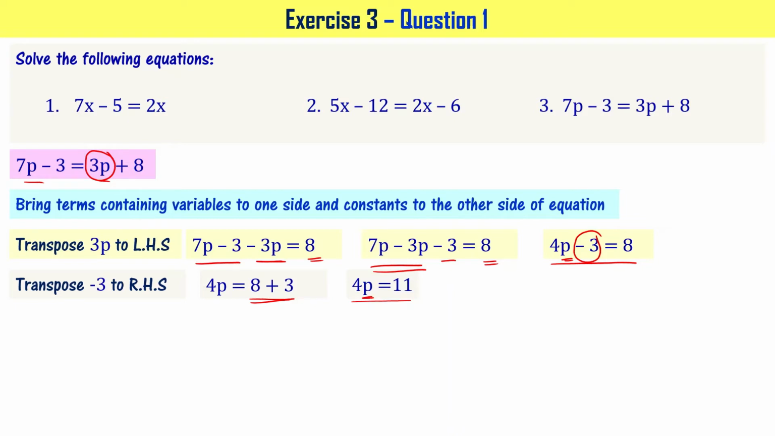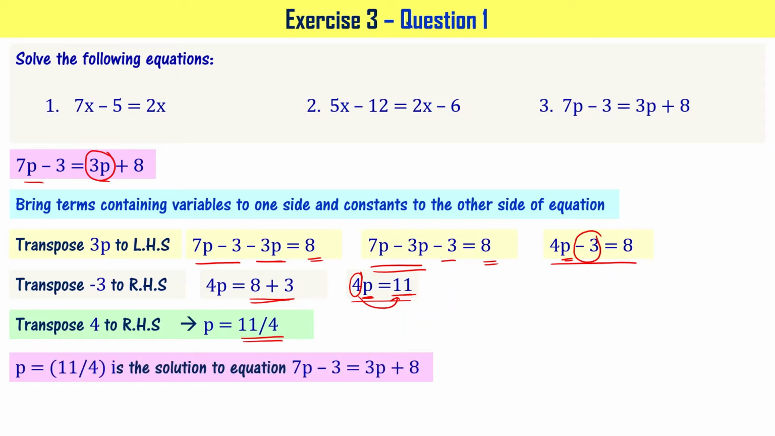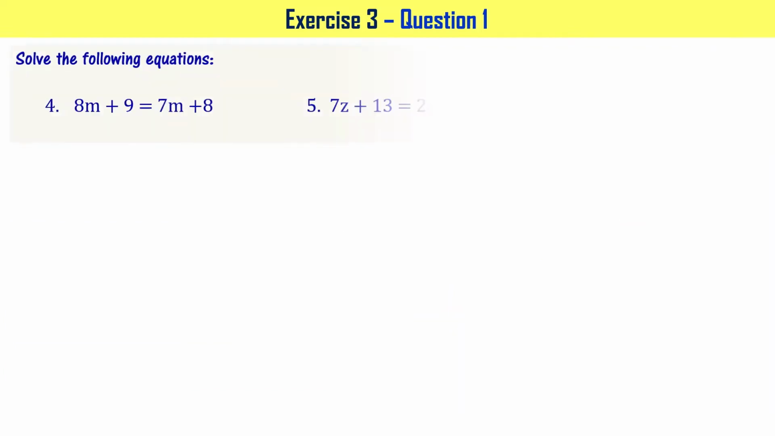To do that, I'm going to transpose 4 to the other side. Since 4 is multiplying p here, it is going to divide 11 on the other side. So let's write that. When you transpose 4 to the RHS, the equation becomes p equal to 11 by 4, right? To answer the question, p equal to 11 by 4 is the solution to the given equation 7p minus 3 equal to 3p plus 8. Got it?